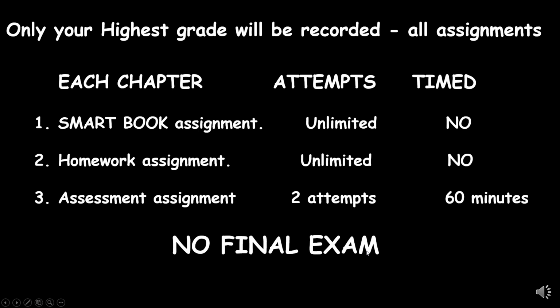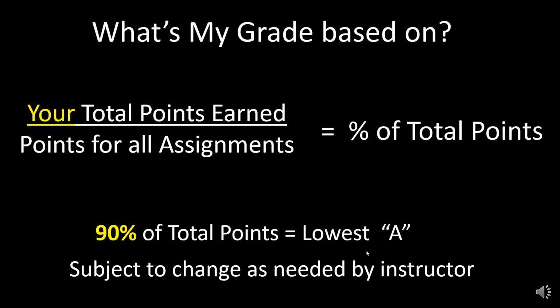Now, what else have we got here? So what's your grade going to be based on? Well, it'll be based on your total points earned divided by the points for all assignments. And then that number, we come out with a percentage that'll be your percentage of the total points. And 90% of the total points will be equal to the lowest A. And of course, some of that's going to be subject to change by the instructor if needed.